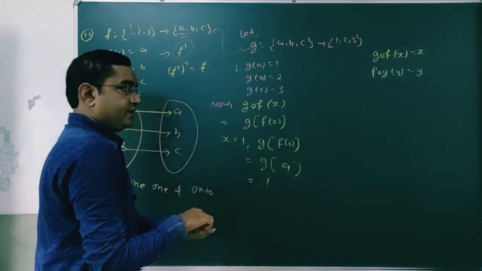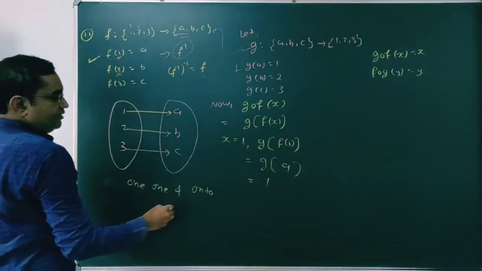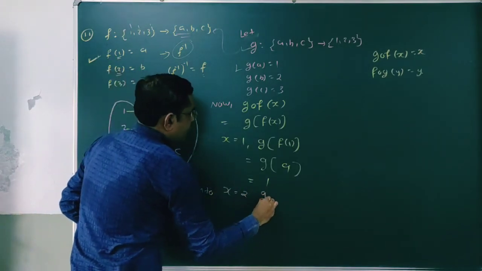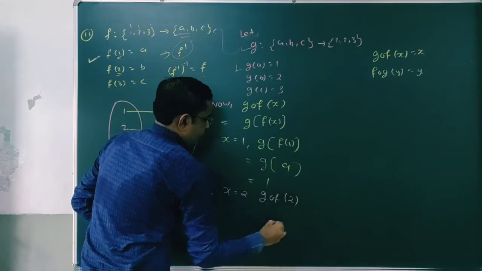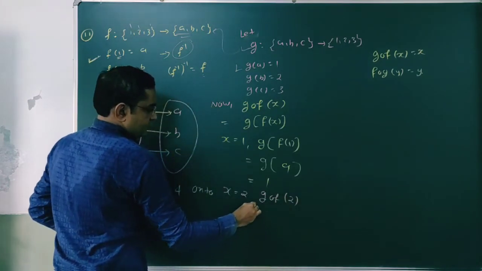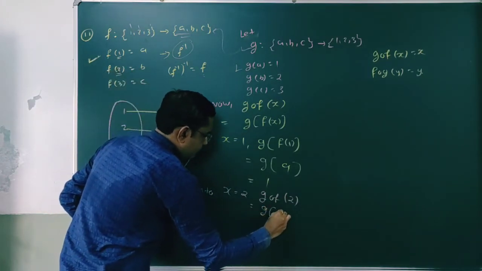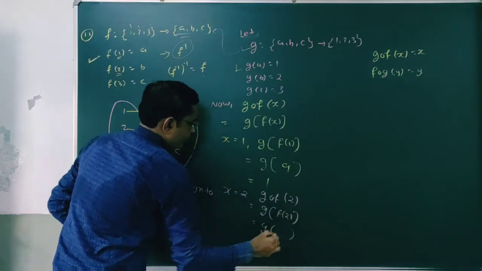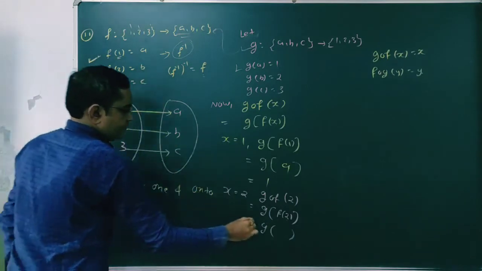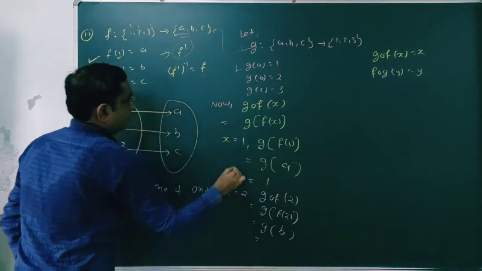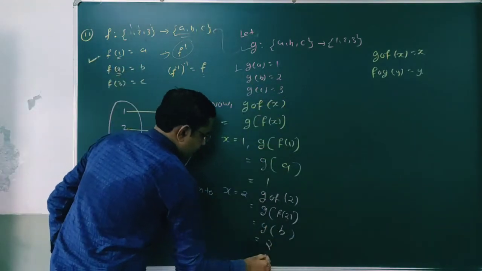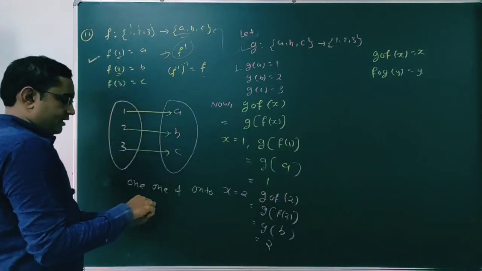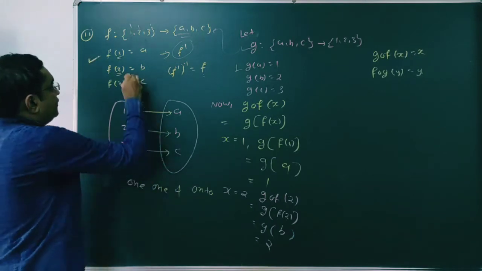कंडीशन फुलफिल हो गई. ये कंडीशन सारे एलिमेंट के लिए फुलफिल होनी चाहिए. So let's take x equal to 2. तो क्या होगा? It's g of f of 2. g of f of 2 इक्वल टू 2 आना चाहिए. So this is equal to g of f of 2. What is f of 2? f of 2 is B. So g of B, what is g of B? g of B is 2. This is equal to 2. So g of f of 2 equal to 2. Done. Now let's check it for x equal to 3.